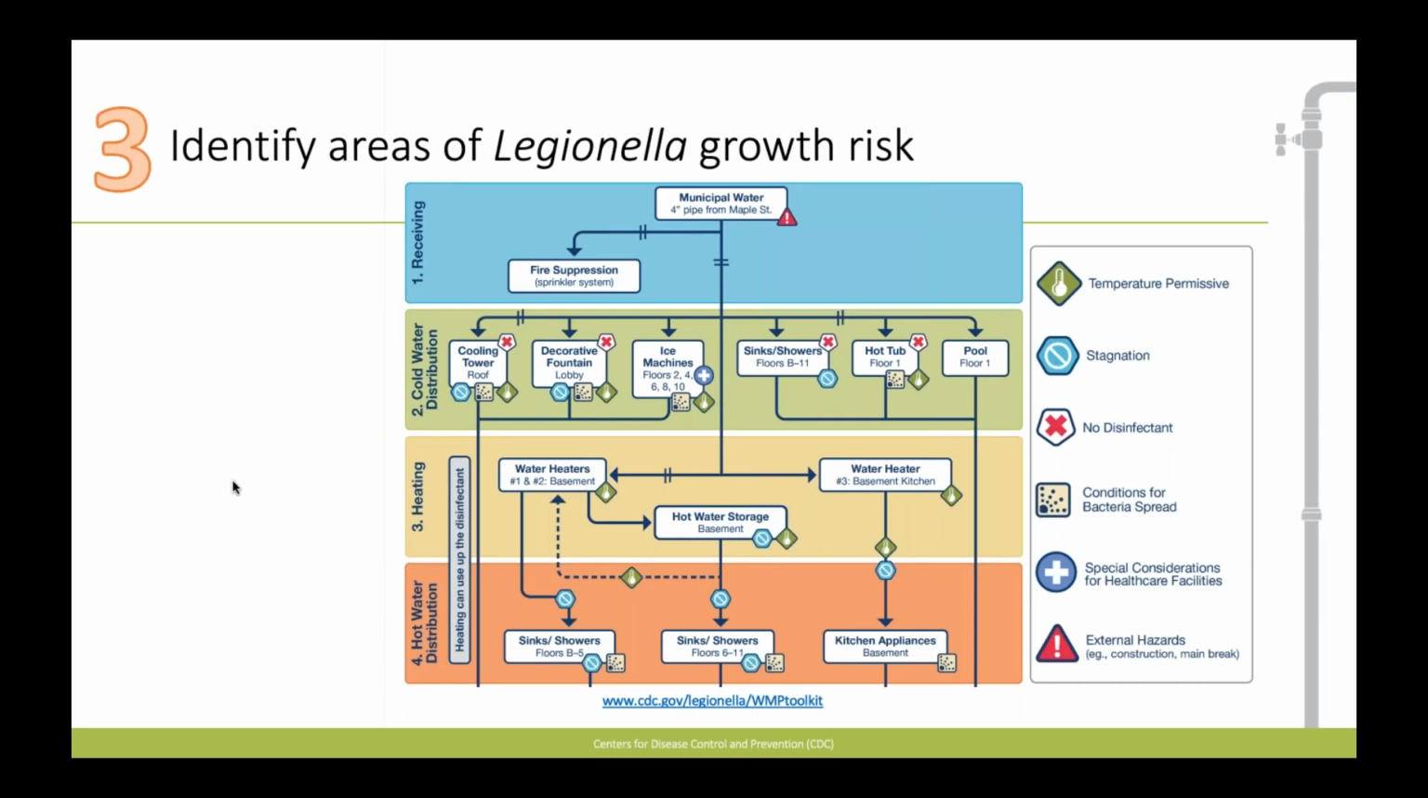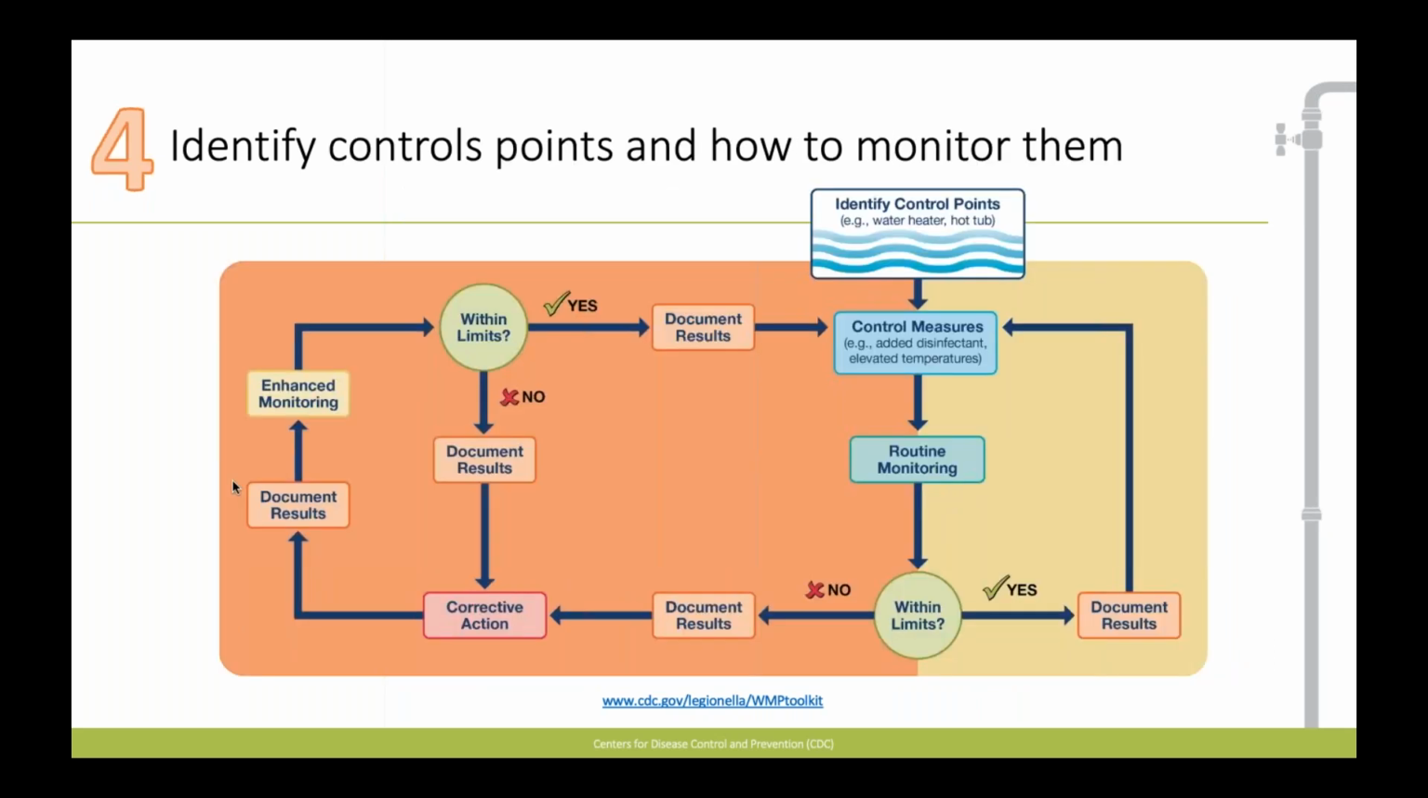So using that plan, identify where the risk of Legionella growth is. That could be water heaters, sinks and showers, decorative fountains or cooling towers. Just make sure that you know where Legionella might grow, and if it does grow, where people are potentially going to be exposed. And once you've identified those areas where risk exists, identify control points, how you're going to monitor them, and most importantly, what you're going to do if you exceed those control points.